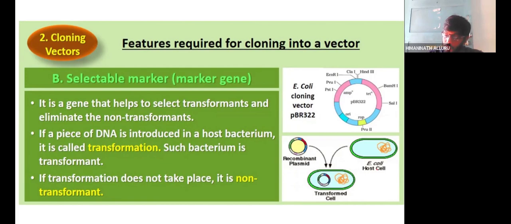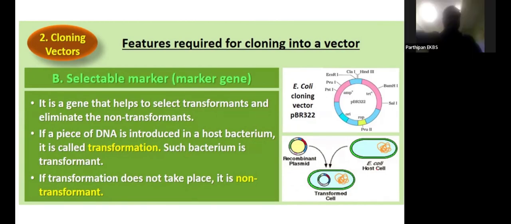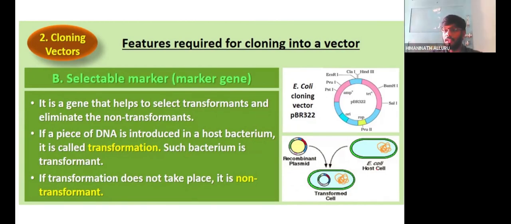The next one is vector alone entering the host, but the vector does not have our choice DNA. Vector alone has entered the host, but it doesn't have our choice DNA. Now, what will happen if you grow such a host on the medium containing ampicillin and tetracycline? What will be the result? Anybody can say.